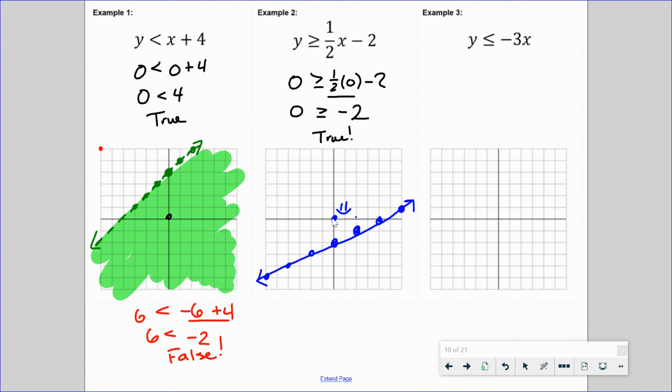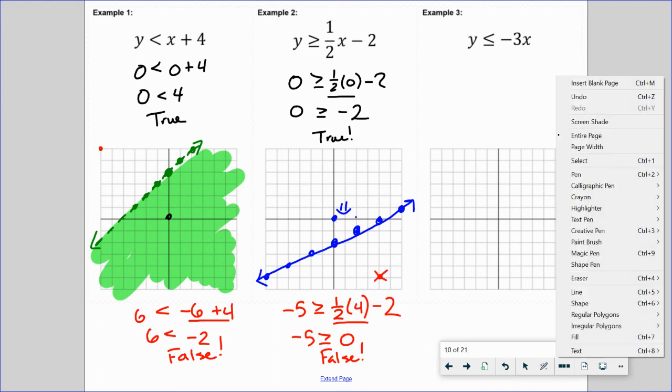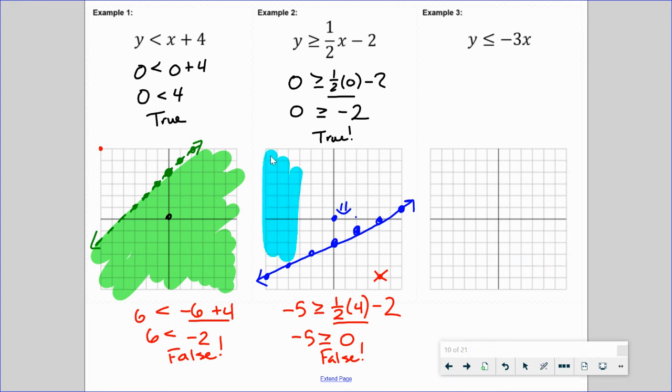Let's try something down below, shall we? Let's try 3, -5. Substituting in -5 for the y value. You know what? I'm going to try 4 because that'll make an easier set to compute. Half of 4 is 2. 2 minus 2 is 0. True or false? False again. So because that side should not work and the other side should, I'm going to go ahead and shade in the region that represents all the solutions to this inequality.